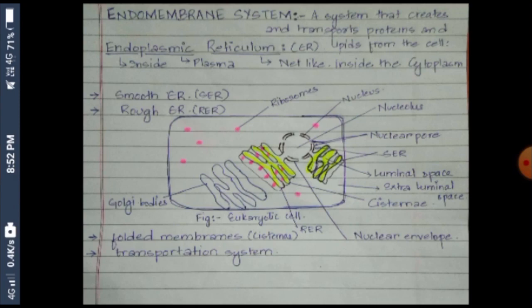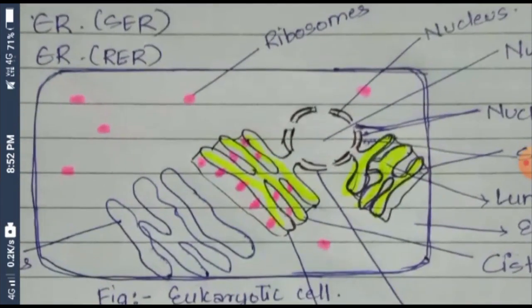Okay, this forms an interconnected network of flattened, membrane-enclosed sac-like structures known as cisternae. You can see here in the slide, sac-like structure known as cistern, or tubular structure found in smooth endoplasmic reticulum. Okay, the membranes, let me zoom in. The membranes, you can see, are continuous with the outer nuclear membrane.